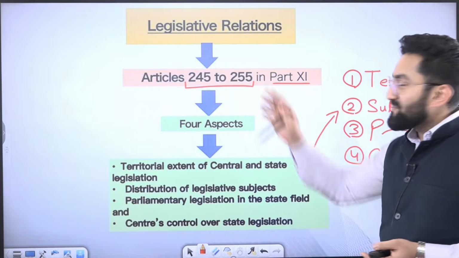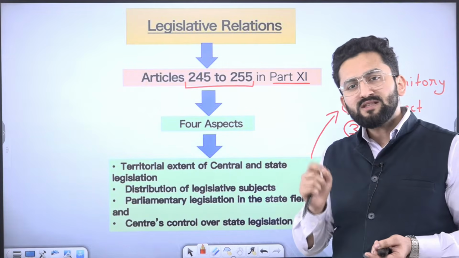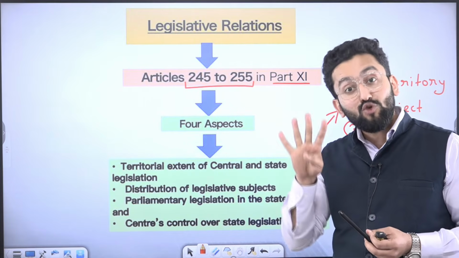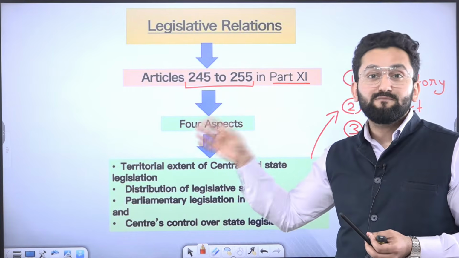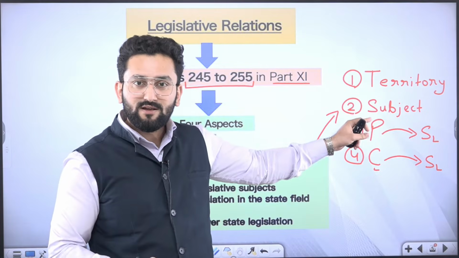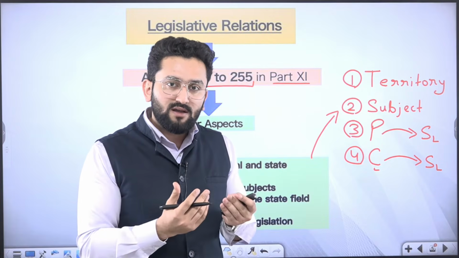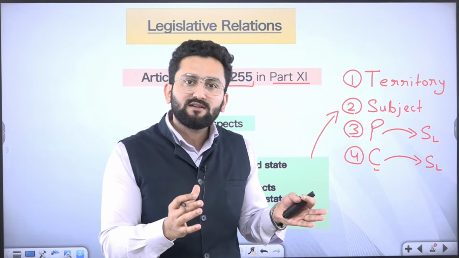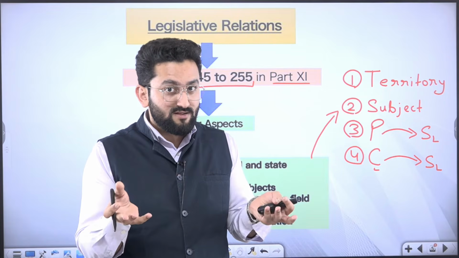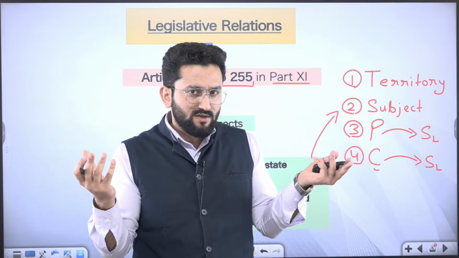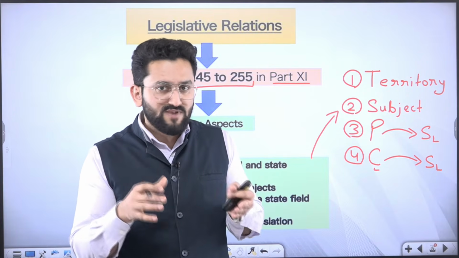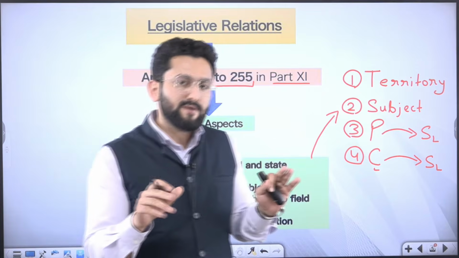Now, legislative power. These are mentioned from Article 245 to Article 255. And there are four aspects of division of legislative power. What are the four aspects? Number one, the territorial aspect. It means a state's legislative power is going to extend to which territory? Parliament is going to have influence on which territory? Some of you might be thinking, it's quite obvious. Parliament is going to have the whole of India and the state legislature is going to have the territory specific to that state, right? That is what you are thinking.